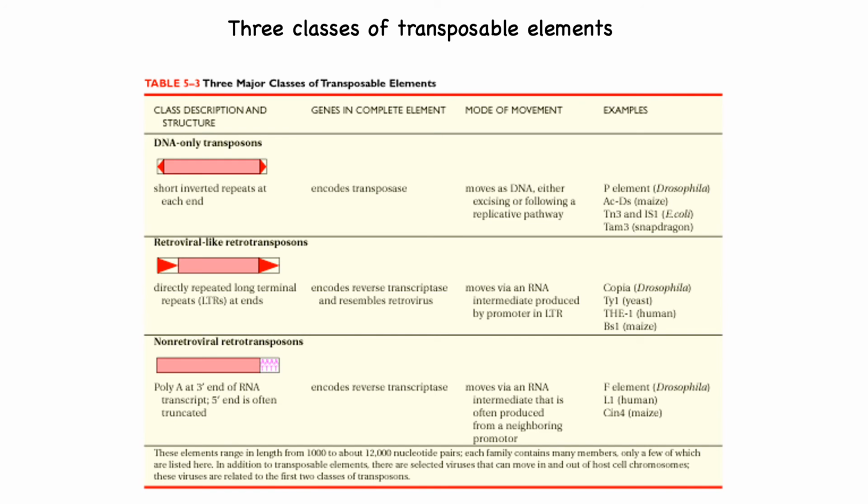Okay, we're going to move on now and talk about transposable elements. Again, these are pieces of DNA that can move around in the genome from one place to another. And there are three types of elements. What, for lack of a better name, at the top of this table is called a DNA-only transposon. Then there are the retroviral-like transposons that go through an RNA intermediate, and then the non-retroviral retrotransposons. And we're going to talk about the first two here.